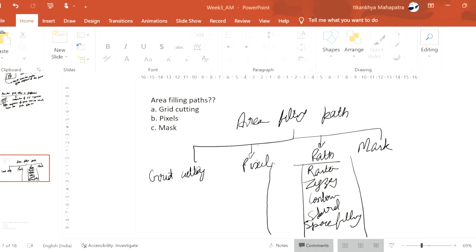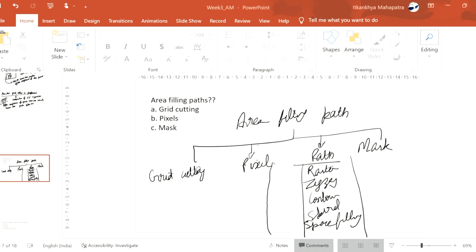Now, raster, zigzag, contour, and zigzag and contour path. Out of these four area filling tool paths, which of the following methods is most advantageous? So first we'll understand all these methods.